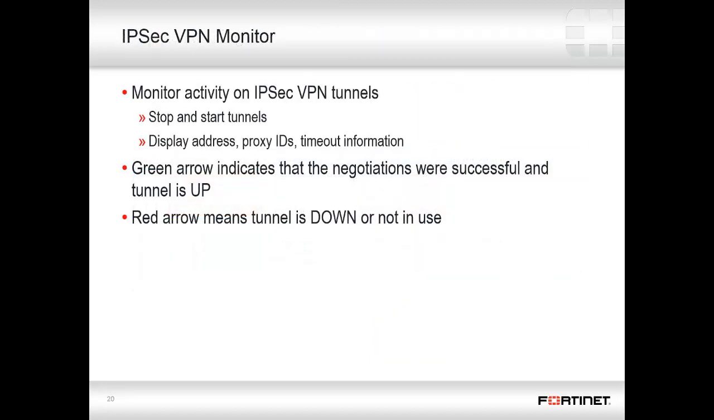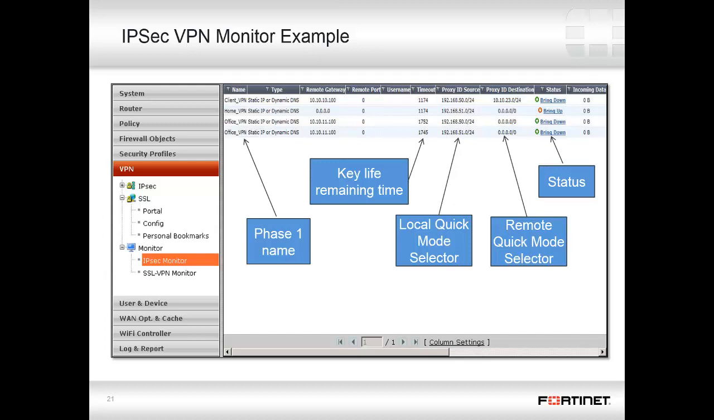In the GUI, there is a tool to monitor the status of your IPsec VPNs. Through this monitor tool, you can see how much traffic has crossed each tunnel. You can also start and stop individual tunnels and get additional details. If the tunnel is up, there will be a green arrow appearing next to its name. If it is down or not in use, then a red arrow is displayed. The IPsec monitor is located in the VPN menu section of the GUI.